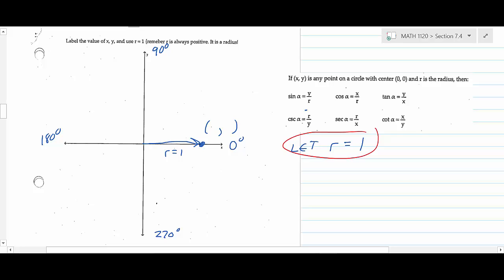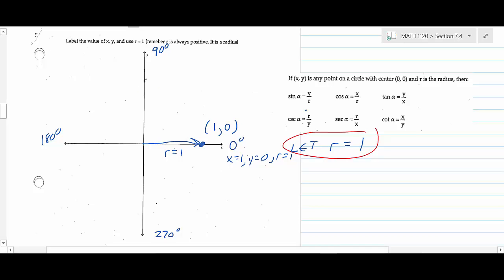You're over 1, right? So what is x? 1. What's y? 0, because you're not up. Okay, don't memorize that. You need to understand that. If you let r be 1, then that point becomes (1, 0). So in this situation, you would have x is 1, y is 0, r is 1. And that's all you would have to do to figure out the 6 trig functions is know x, y, and r. That's the idea. Okay?